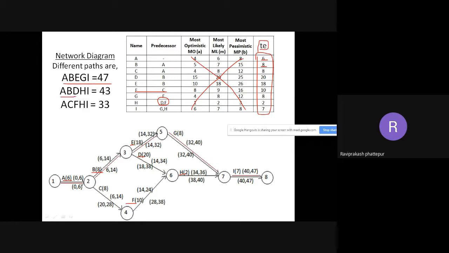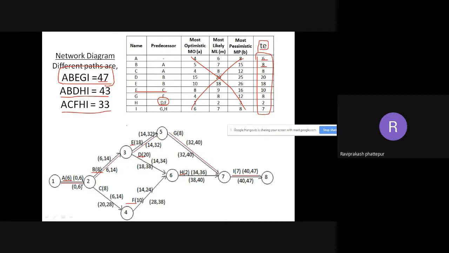Next is A, B, D, H, I. Or if you want in numbers, A, B, E, G, I is 1, 2, 3, 5, 7, 8. And the second one, A, B, D, H, I, is 1, 2, 3, 6, 7, 8. And the third one is A, C, F, H, I, that is 1, 2, 4, 6, 7, 8. So this is in terms of the nodes in numbers. In terms of activities, I have written here, and the path with the maximum duration, that is 47, will be your maximum duration. So duration is 47.